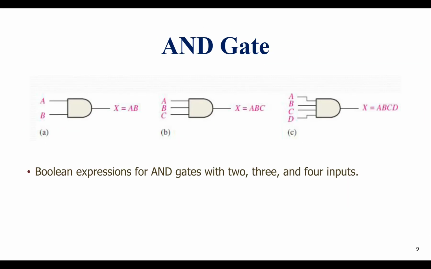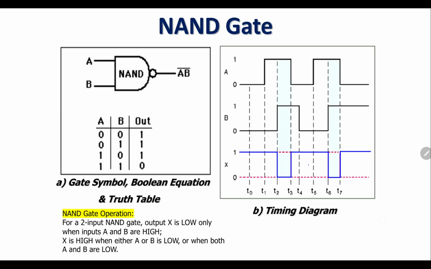Next, the NAND gate. This is an example of a 2 input, 3 input, and 4 input NAND gate. The NAND gate performs the operation of multiplication and bar, which means it takes A times B and then inverts it. So you have A times B and then invert all.